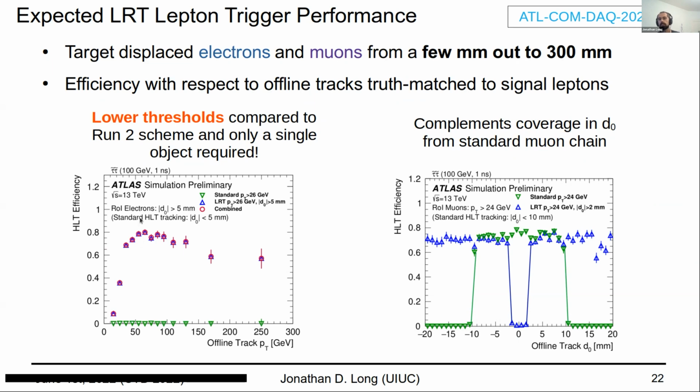On the right, this is for muons, and we're looking at the transverse impact parameter, T0. You can see the standard tracking in green, which goes out to 10 millimeters, and then outside of that, the large radius tracking takes over. So a nice complement there.